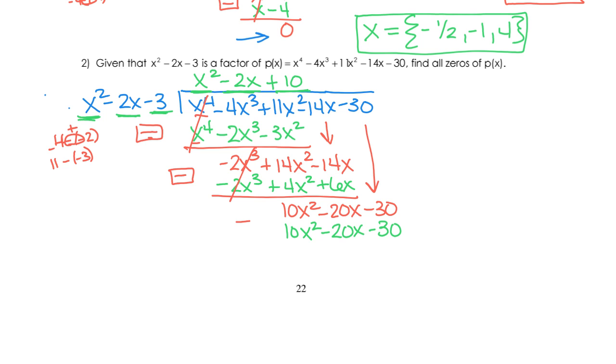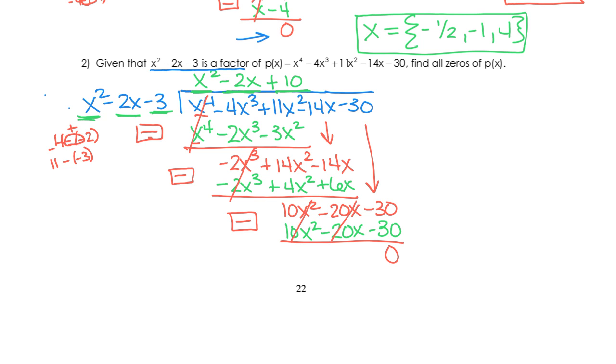And we'll put up our minus sign. And 10x squared minus 10x squared cancel. Negative 20x minus a negative 20x cancel. And negative 30 minus a negative 30 also cancels, but I'm going to write 0 because there's no other terms to bring down. And so that's my remainder, which I knew it was going to be because they told me that this was a factor, which means it has to go in a whole number of times, which means there won't be a remainder. Okay.